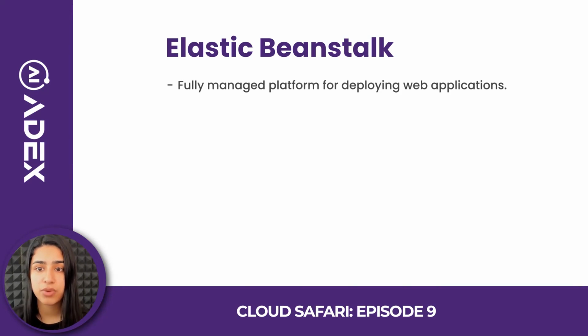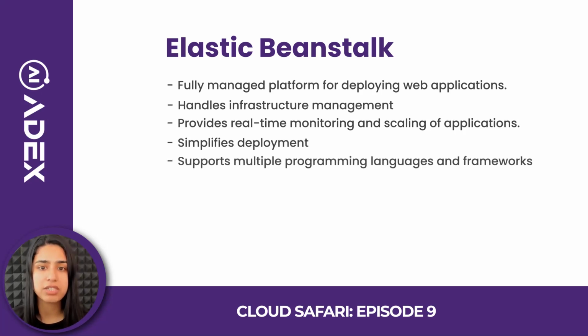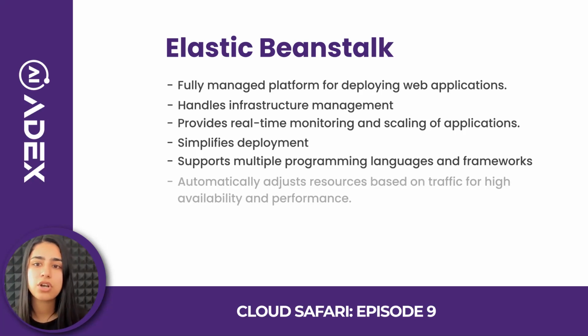Think of it as AWS's managed platform for deploying applications. It handles the heavy lifting: provisioning, load balancing, auto scaling, and monitoring. So you can focus more on your code and less on infrastructure. With Elastic Beanstalk, you simply upload your application code and the service automatically handles the deployment, including resource provisioning, load balancing, scaling, and monitoring. It supports a variety of programming languages, frameworks, and platforms such as Node.js, Python, Java, .NET, and Docker.